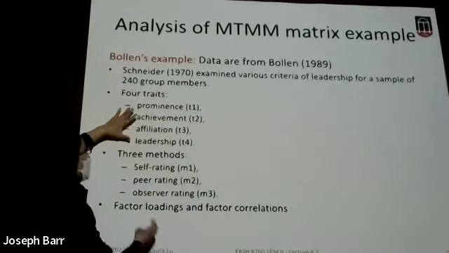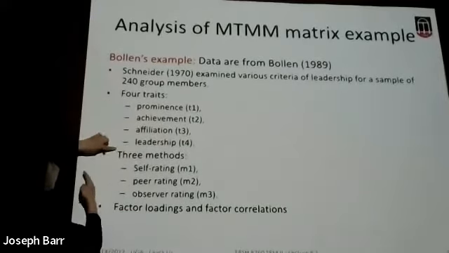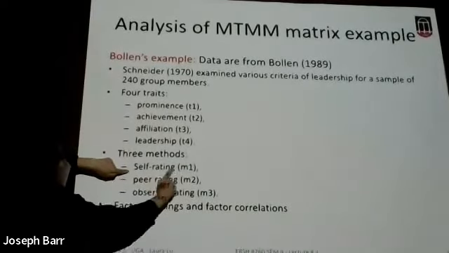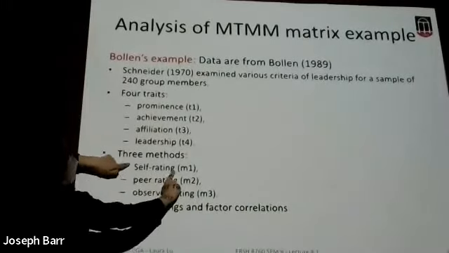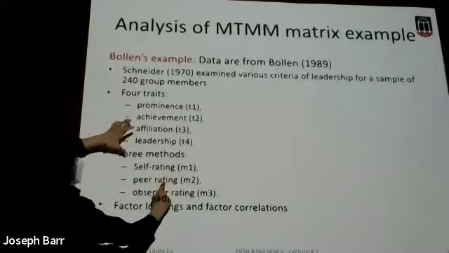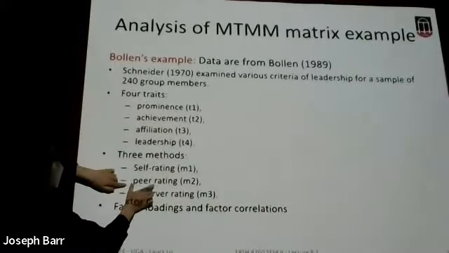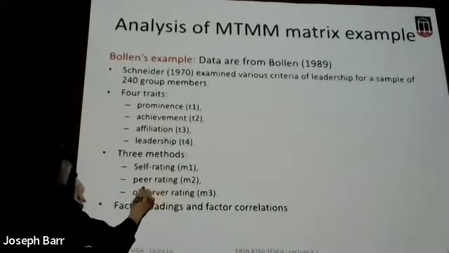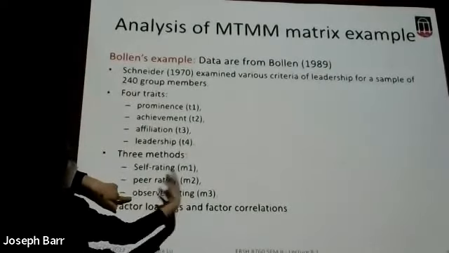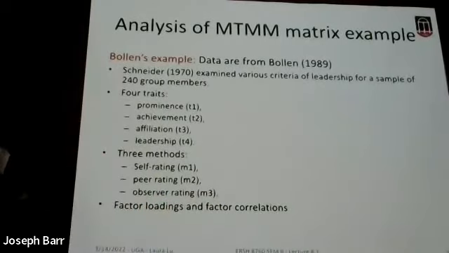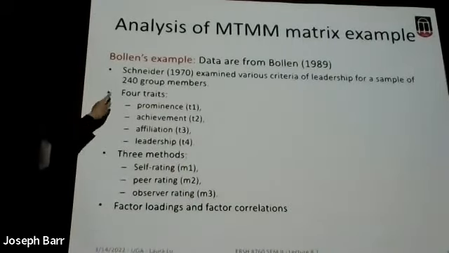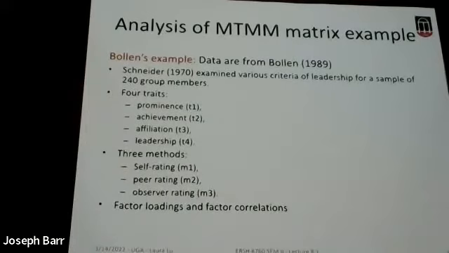So we're trying to look at these 4 latent traits by using self-rating, peer rating, and observer ratings. Okay, so for self-rating, you give scores for these 4 traits, and peer rating also provides these 4 scores. Observer, the third person, also gives the scores of these 4 traits. So that's the background of this example, and the sample size is 240 group members.